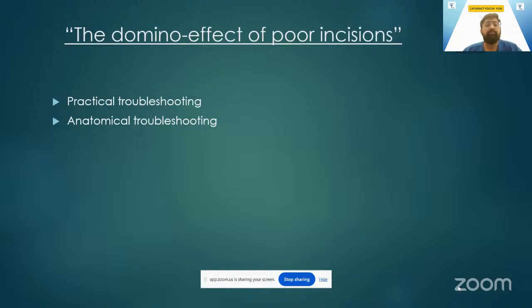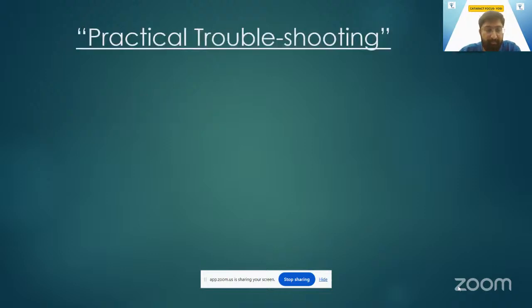Now when we talk about bad incisions, this is what is practically related. I usually talk about bad incisions in terms of a domino effect. There are two: practical troubleshooting and anatomical troubleshooting. In practical troubleshooting, if your incision is bad, say anteriorly placed, your view relatively gets a little messed up.